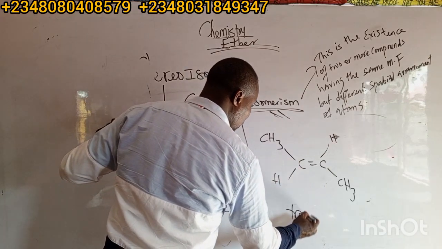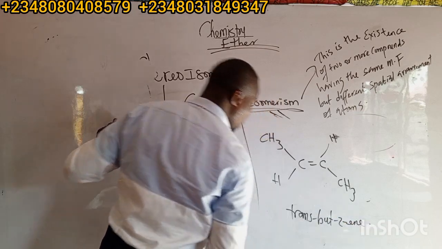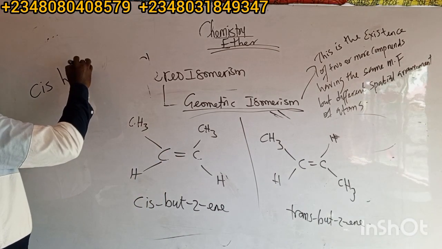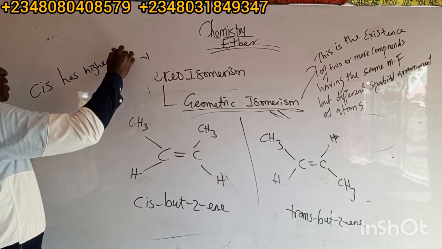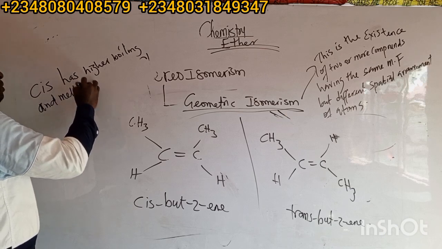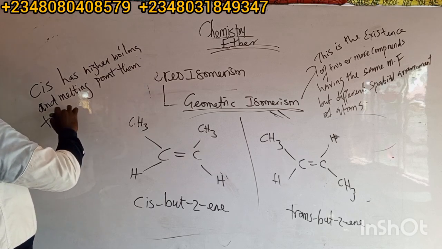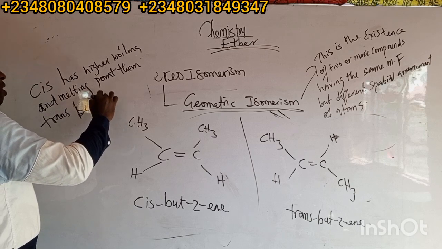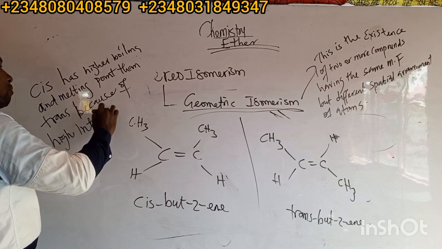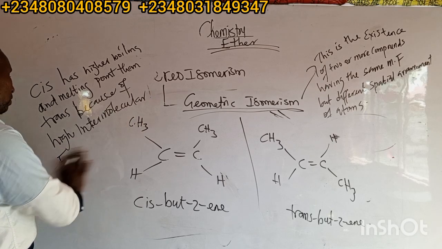This one is for trans. Then trans what? But-2-ene. Take note, trans but-2-ene. Take note, cis has higher boiling and melting point than trans, because of high intermolecular force or bond.